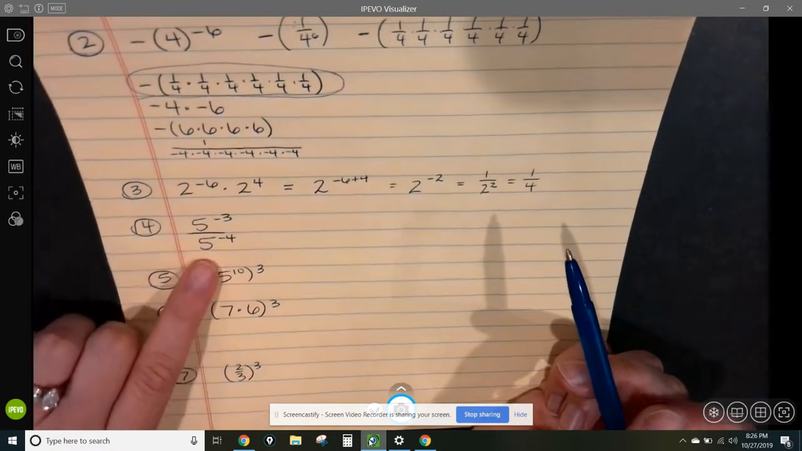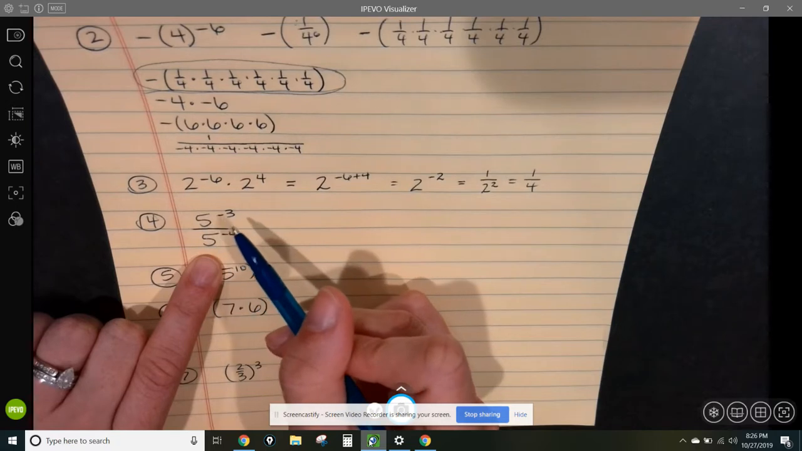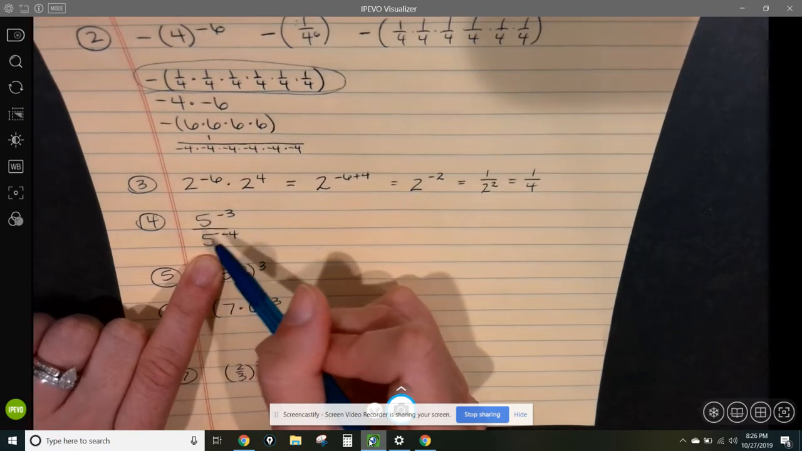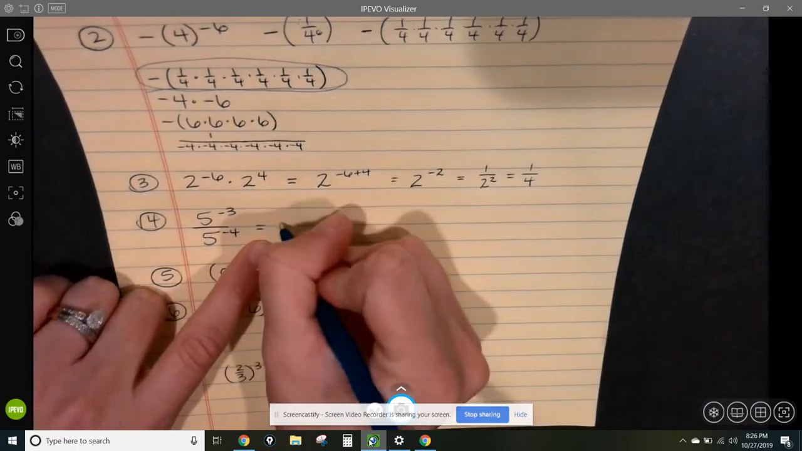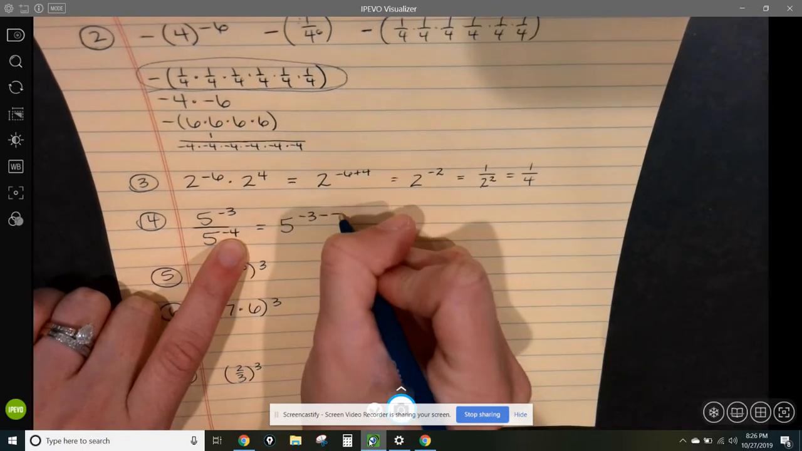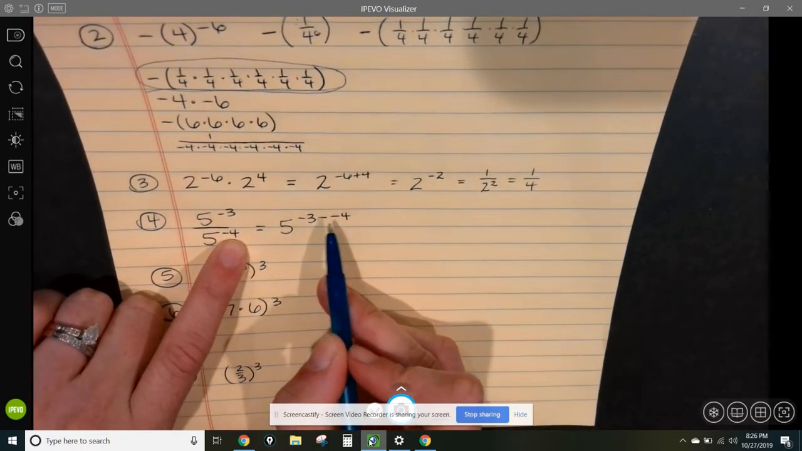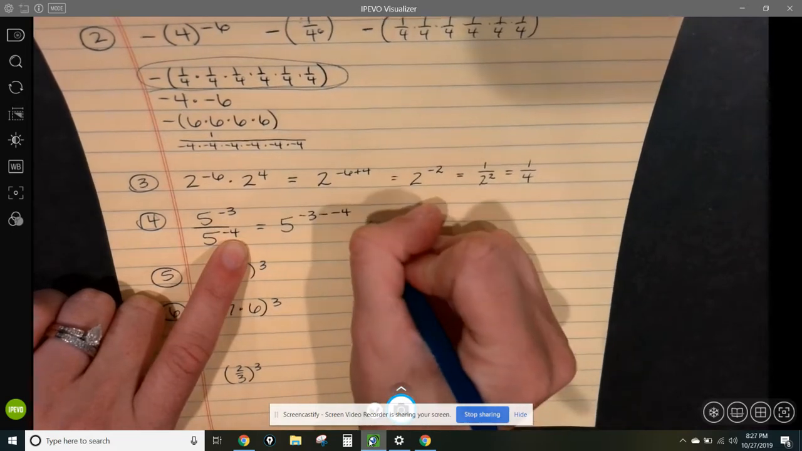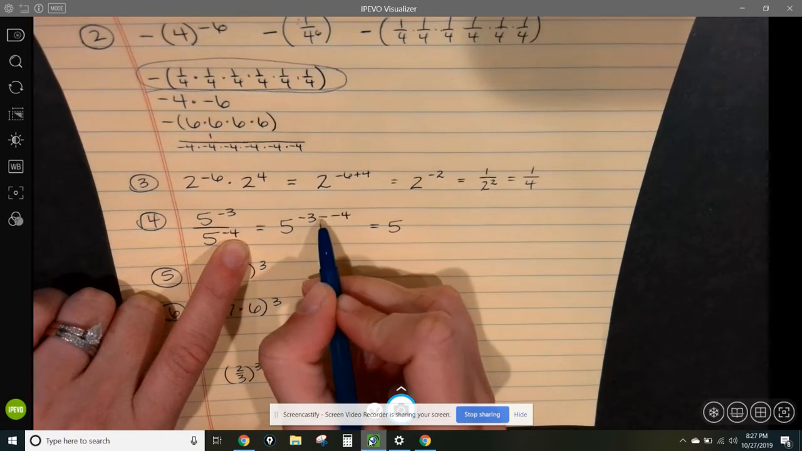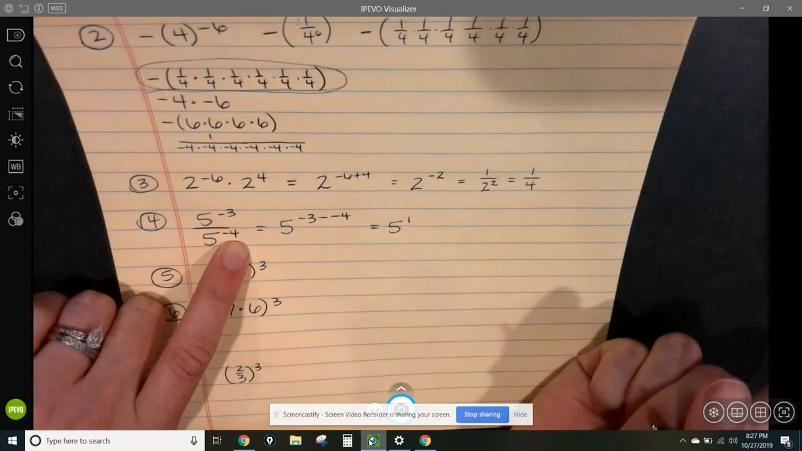Number 4. This is maybe the second exponent rule that you learn, the quotient rule. When you're dividing two things that have the same base with exponents, you subtract the exponents. So this would be 5 to the negative 3 minus negative 4. I always suggest that you actually write this out so that you don't mess up those minus and negatives. When we do negative 3 minus negative 4, remember that minus a negative is really the same as plus a positive. So this comes out as 5 to the first power.